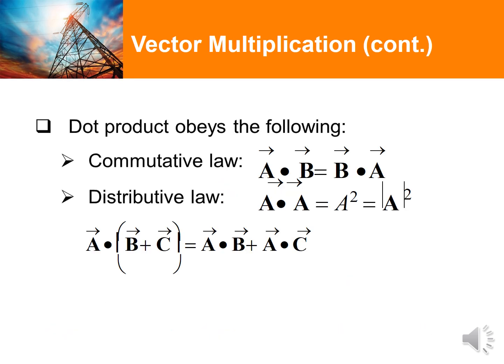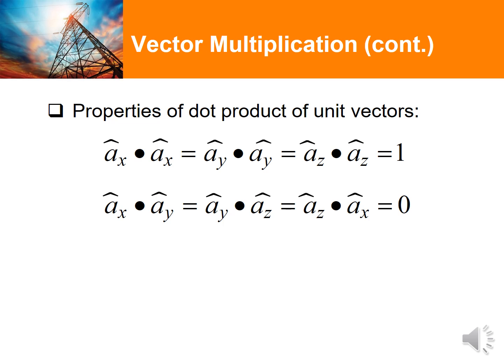Dot products of two vectors follow commutative and distributive laws. It was mentioned earlier that when we have two different unit vectors, the dot product between one another results in a value of 0. On the other hand, when we have two similar unit vectors, the dot product between one another will be a scalar value of 1.